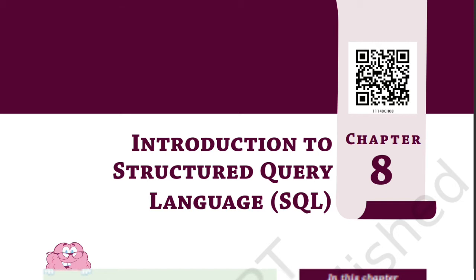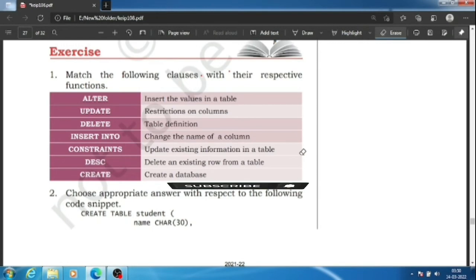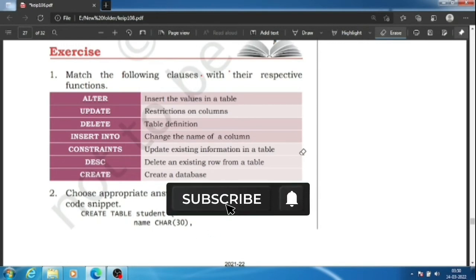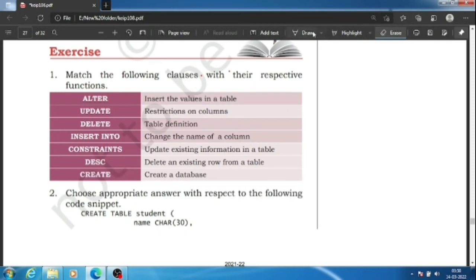exercise answers of chapter 8, class 12 Informatics Practices book. So first one, match the following. Here we have these questions. First one is alter. Alter command is used to change the name of a column.